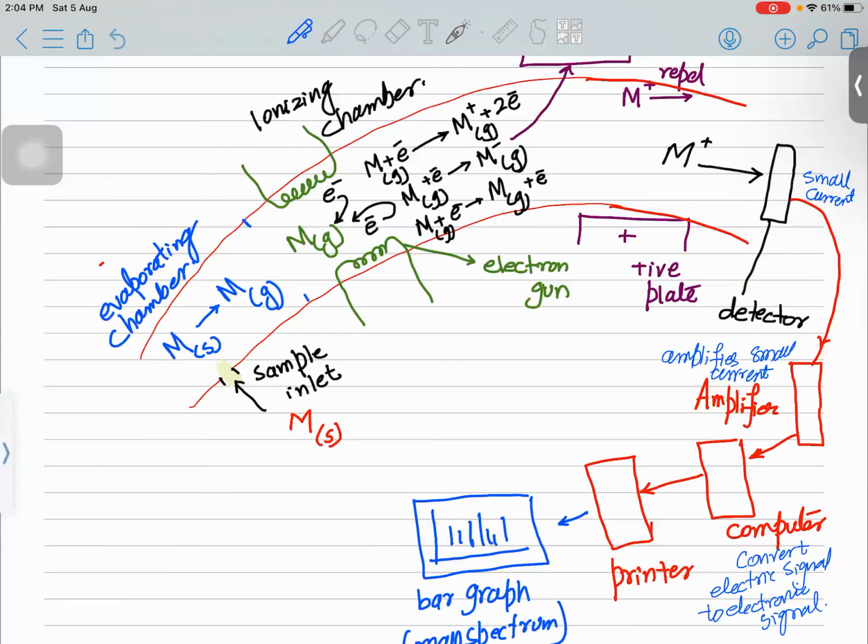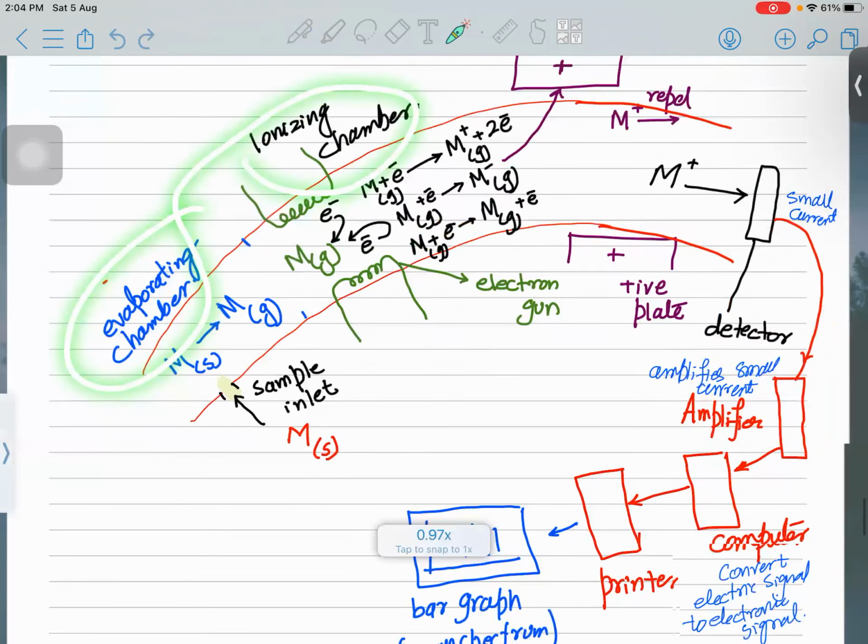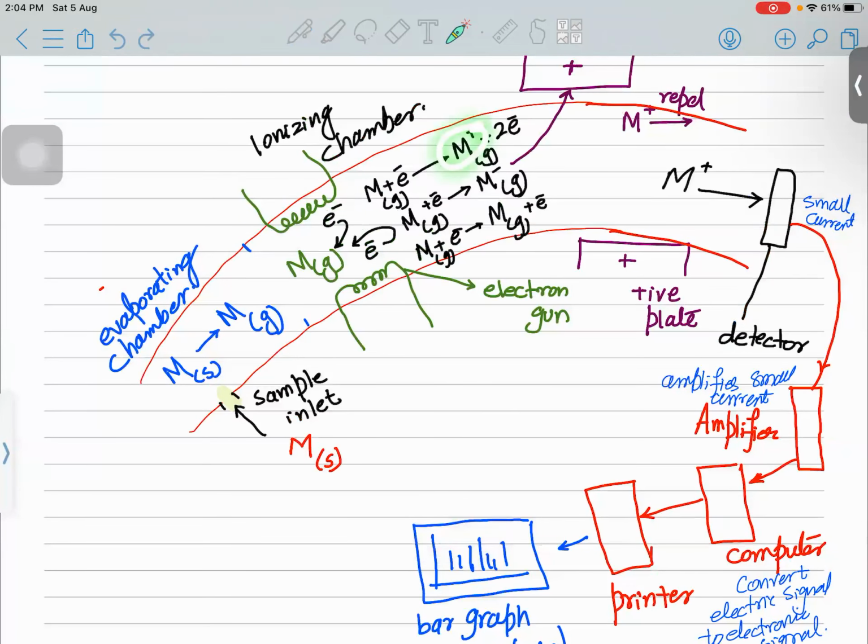If you are asking about the evaporating chamber, yes, these three possibilities are there. If you are asking about M positive, M negative and M neutral, remember only M positive is required. The detector has negative charge, so it only attracts positive particles. M negative is attracted by the positive plate, and M neutral is useless because there is no charge.